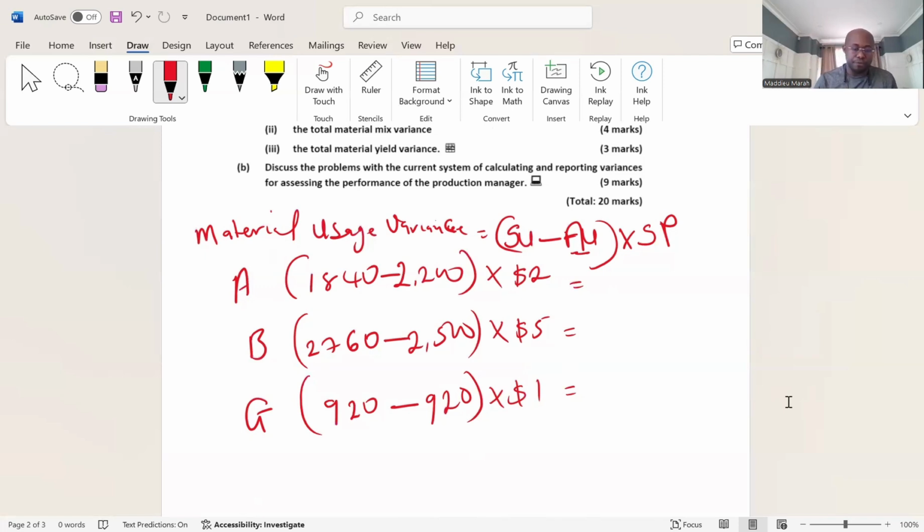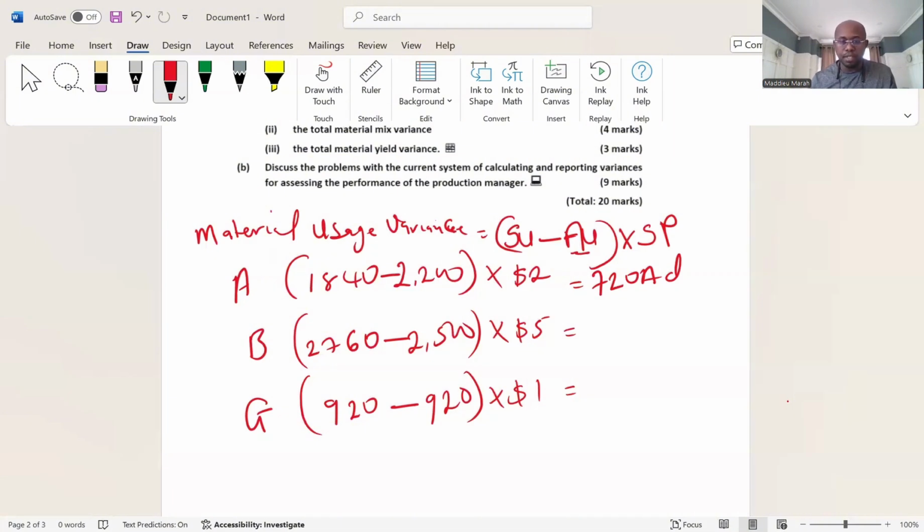Okay, so let's see. The first one, for alpha: 1840 minus 2200 at what? Standard price is 2. So my variance here is 720, and this is going to be an adverse variance, because the actual result is 2200 and the standard result is 1840. So it's an adverse variance. We use more of expensive material and less of cheap material.